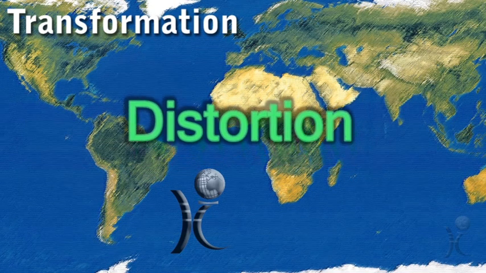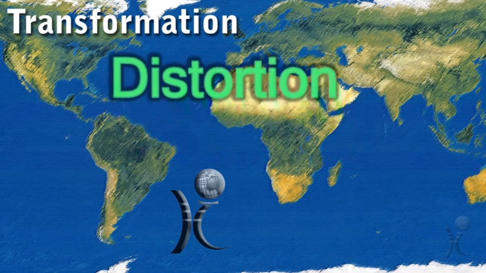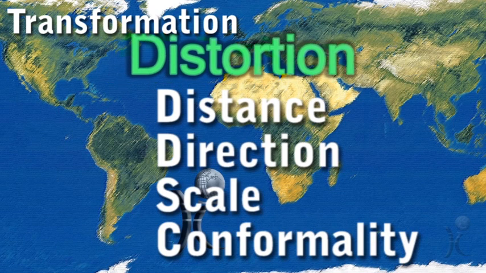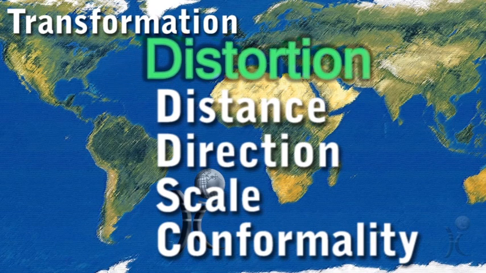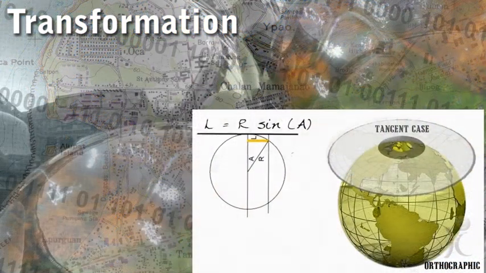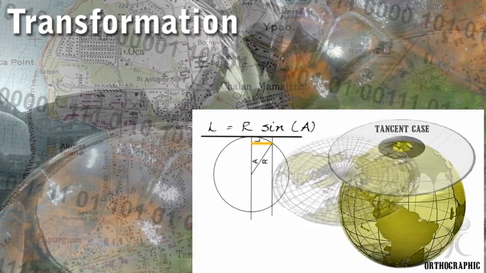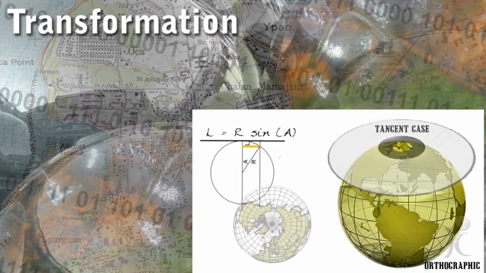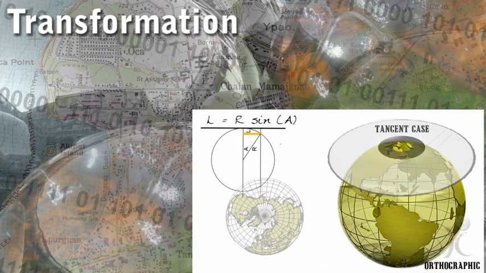So every map has some element of distortion, which may include distance, direction, scale, or conformality. Intelligent GIS practitioners will have defined the coordinate system and projection of their geographic information assets. They will also comprehend and understand which projections are best for preserving area, distance, and direction.